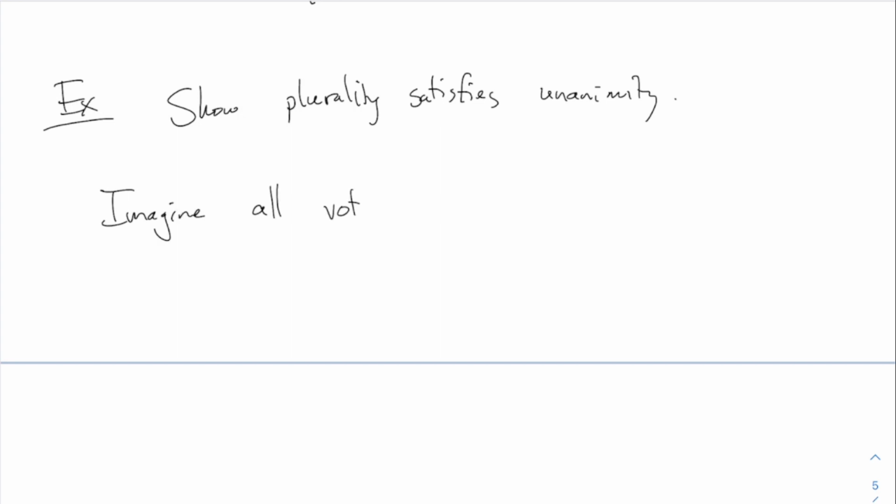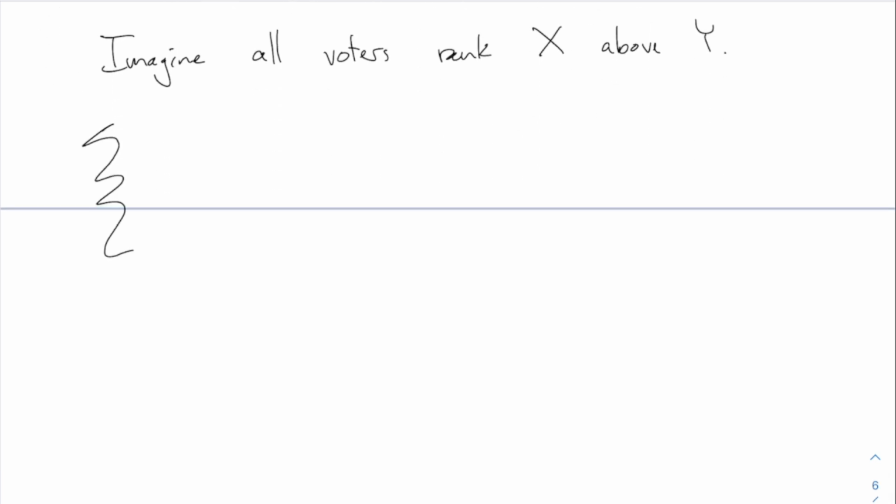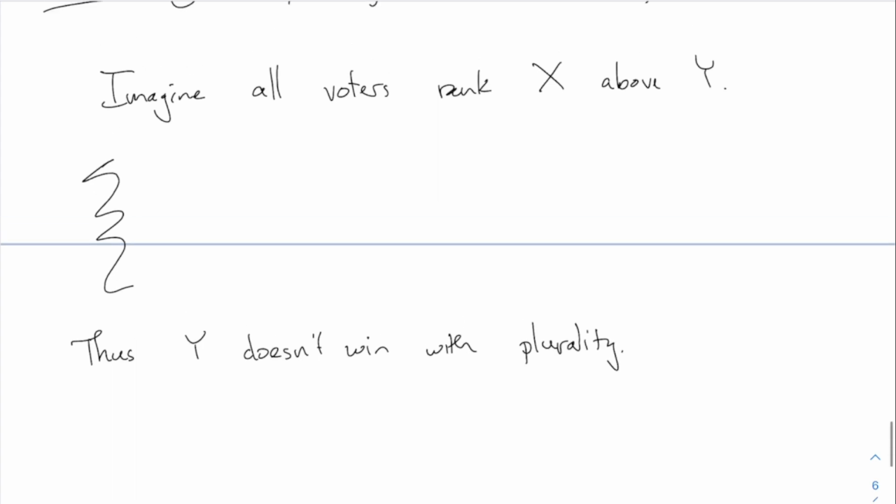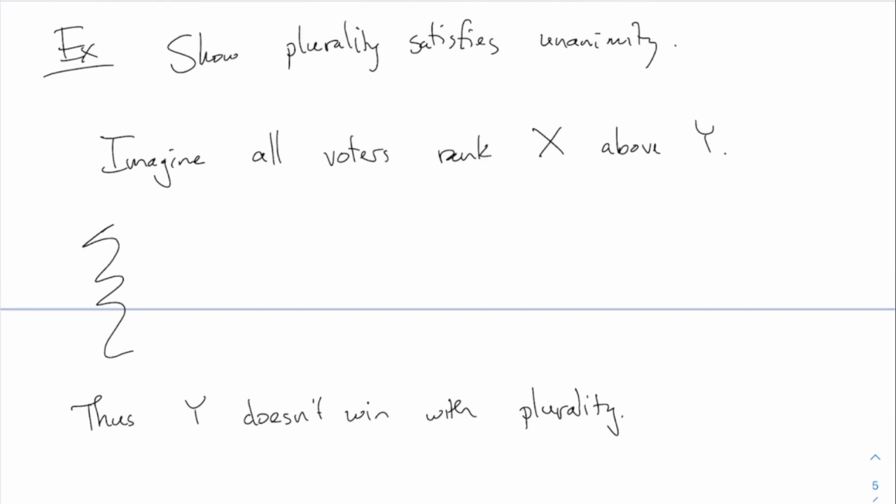all voters rank X above Y. All right? And then fill in the blank somehow. And I have to conclude by saying, thus, Y doesn't win with the plurality, because I'm talking about specifically plurality in this example. Imagine everybody ranks X above Y, and you have to explain why that means Y is not the winner using the plurality system.